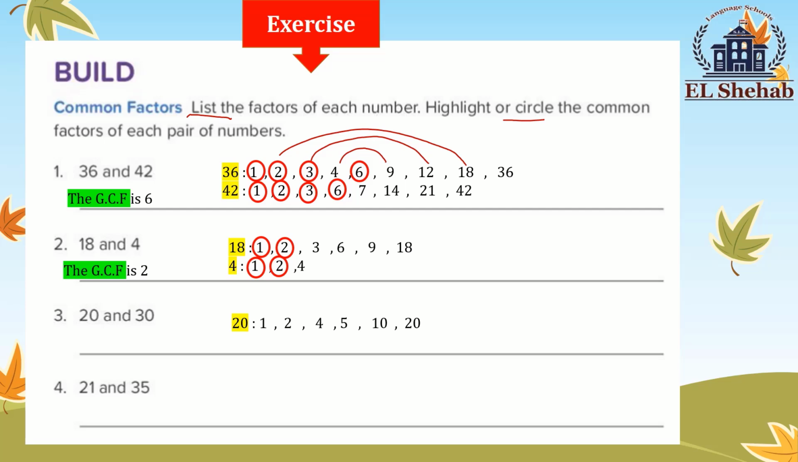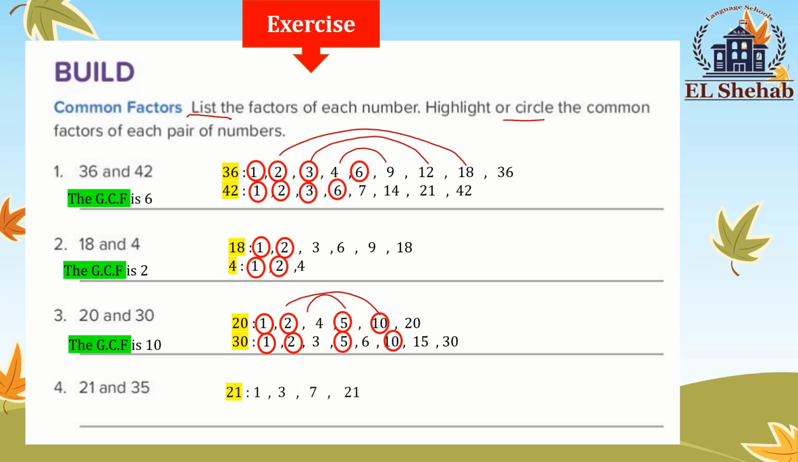1 times 20. 2 times 10. 4 times 5. And what about the 30? 1 times 30, 2 times 15, 3 times 10, 5 times 6. Let's circle the common. 1, 2, 5, 10. Which one is the greatest? The 10, of course.